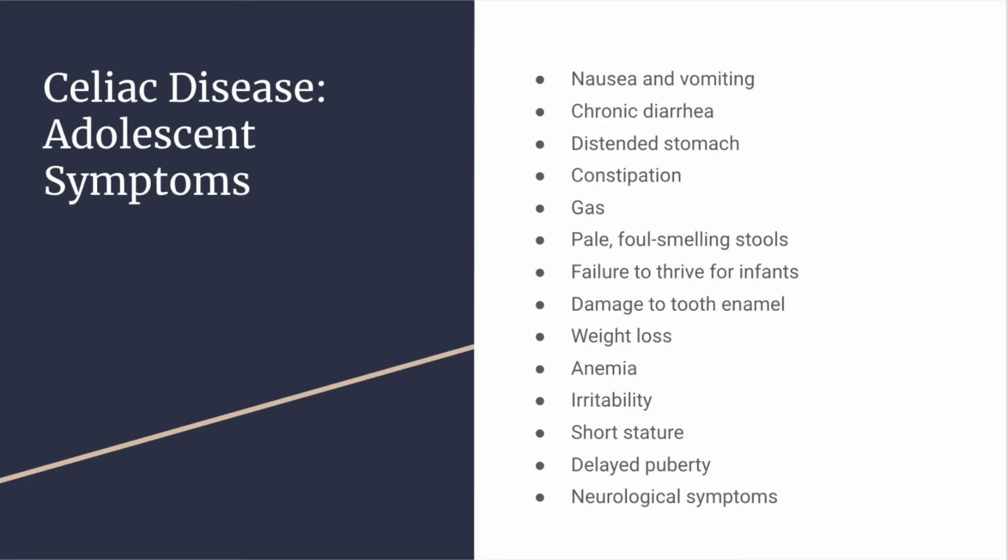Children with celiac disease are more likely to have digestive problems such as nausea, vomiting, chronic diarrhea, a swollen belly, constipation, gas, as well as pale and foul-smelling stools. The inability for the child to absorb nutrients as a result of celiac disease may lead to failure to thrive in infants, damaged tooth enamel, weight loss, anemia, irritability, short stature, delayed puberty, as well as neurological symptoms such as ADHD, learning disabilities, headaches, lack of muscle coordination, and seizures.